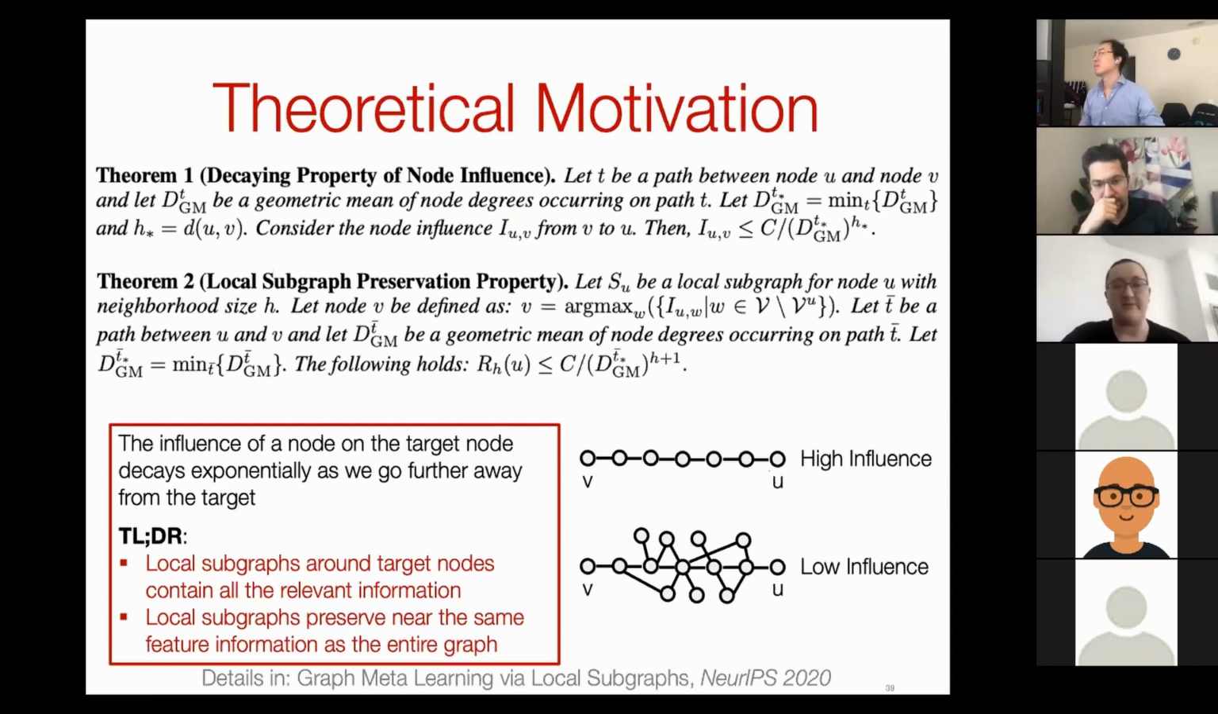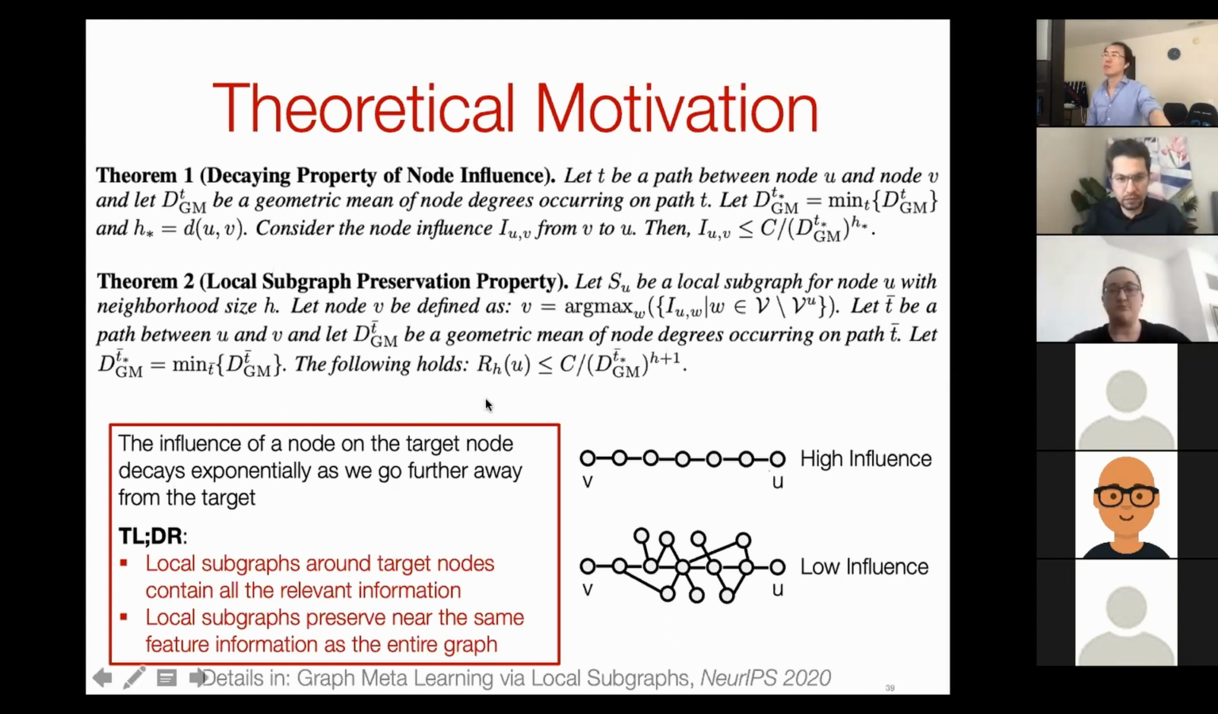Of course, we wanted to go one step further and understand this from a theoretical standpoint, and we were able to show theoretically that the influence of any other node on the target node, where the target node is the node that we want to make a prediction for, decays exponentially depending on the distance between the other node and the target node. So as we go further away from the target, the influence of those nodes decays exponentially. Because of that, it makes sense and is justified that we focus mostly on exploring local subgraphs around target nodes, as they contain all or nearly all relevant information.